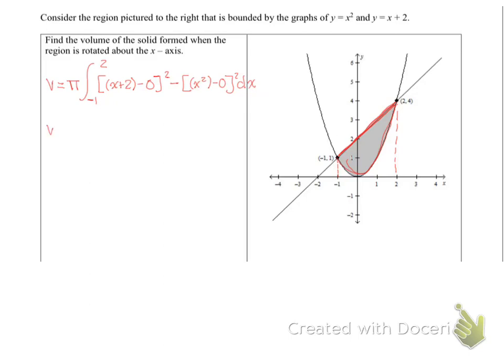Whenever you simplify this, you get x plus 2 squared minus x to the 4th dx. If you punch that into your calculator, or you could do it by hand, either one is fine, you should get 72 pi over 5. So that is the volume of this shaded region rotated around the x-axis.